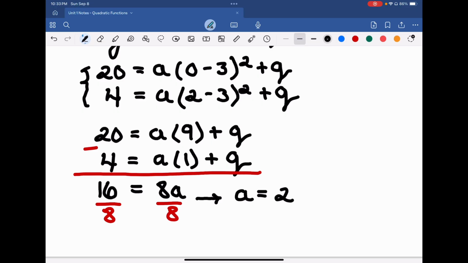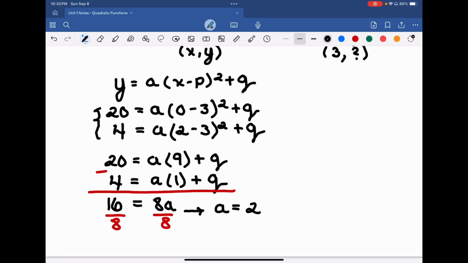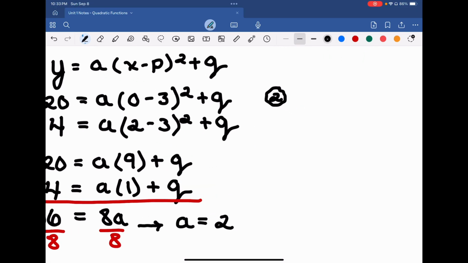To get the q value, all we do is go back up to one of these equations and plug in the a value. So let's do that in the second equation. It doesn't really matter which one we do, but if we break it into steps, here is step number 1. Step number 2, I'm going to take that and plug it into the second equation. So this is using a substitution method. We're going to write it as 4 is equal to, we have an a value which is 2, so I'm just going to write it as 2.